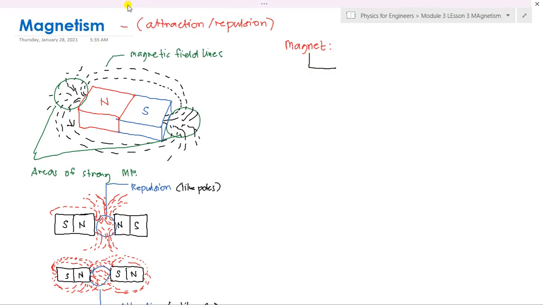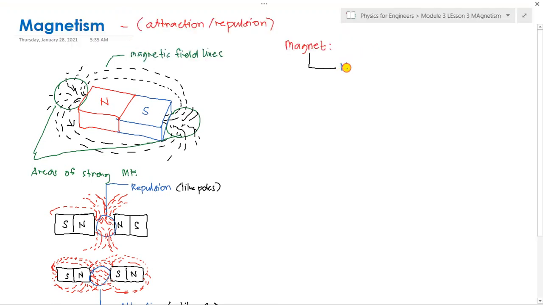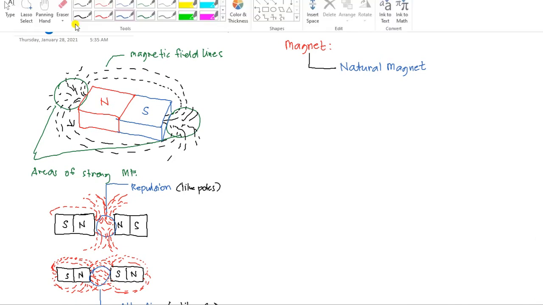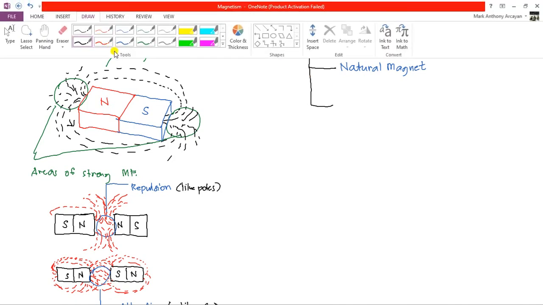The first one is what we call a natural magnet. Natural magnet, meaning it is not synthetic. We can see it in the environment. Any idea what are examples of natural magnets? Magnetite. Yep, correct. Magnetite or lodestone, right? Magnetite is the same as lodestone.